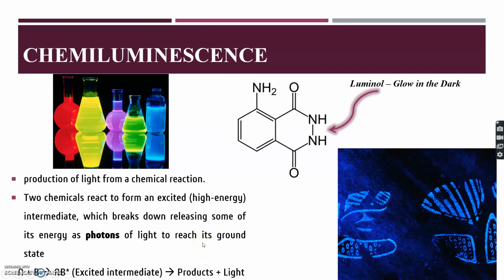One of the most common examples of a compound showing chemiluminescence is luminol. Luminol is a very important component that forensic scientists use for determination of the presence of blood. This is the chemical structure of luminol, and this figure shows how the area that is covered in blood can be shown as a glow in the dark by using luminol.